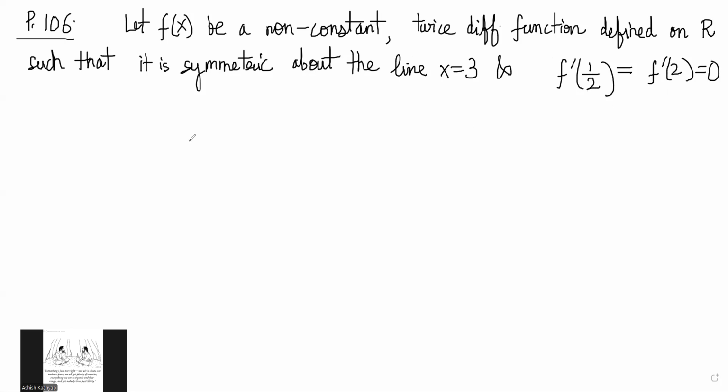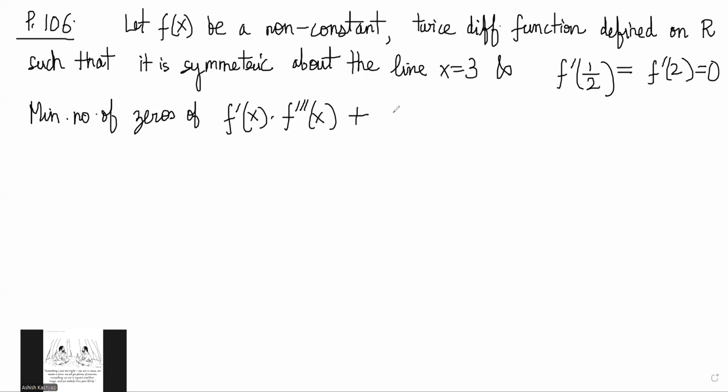The question is asking us for the minimum number of zeros of f dash x times f triple dash x plus f double dash x whole square equals 0.